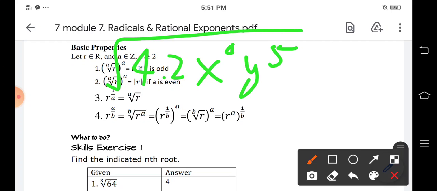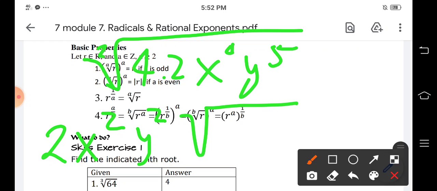So the square root of 4 is 2. Then the square root of x to the power of 4: we are going to divide 4 by the index, which is 2. The result is 2, so we have x squared. Then y to the fifth power, divide 5 by 2. The result is 2, the remainder is 1. So we have y squared. What is left now is 2x squared y squared, and the remaining y under the radical.